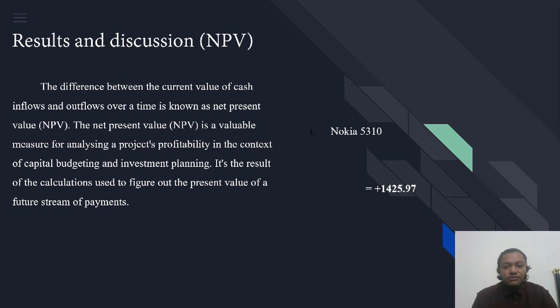Our results and discussion will start with NPV, which is net present value. The difference between the current value of cash inflows and outflows over time is known as the net present value. The net present value is a valuable measure for analyzing a project's profitability in the context of capital budgeting and investment planning. It is the result of the calculation used to figure out the present value of a future stream of payments. As we can see here, this is the net present value formula, and we have two models of Nokia, which are the 5310 and the Nokia 5310 Express Music.